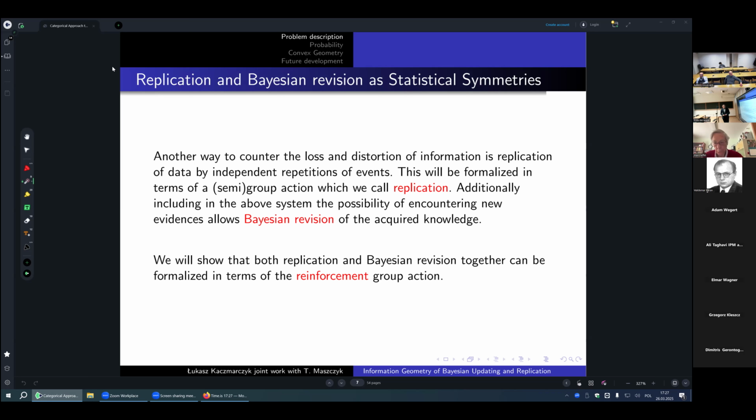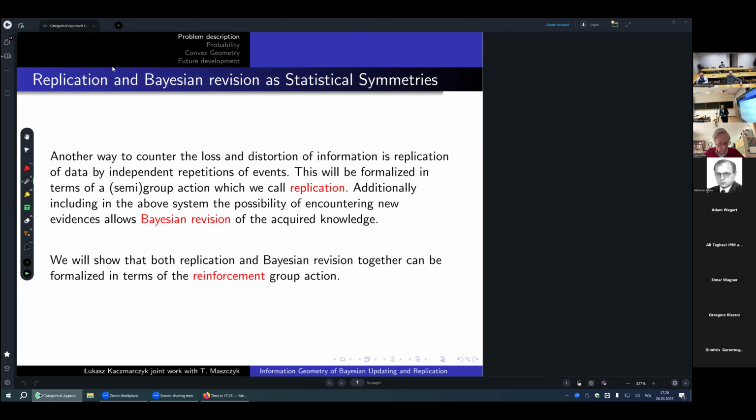of random variables. And the second source of information that should be available for us would be the Bayesian revision, i.e. getting some evidence from somewhere else than doing the same thing again and again. And together, these two, which will be formalized as group actions, will form a reinforcement group action, which will help us to counteract the systemic loss of information.